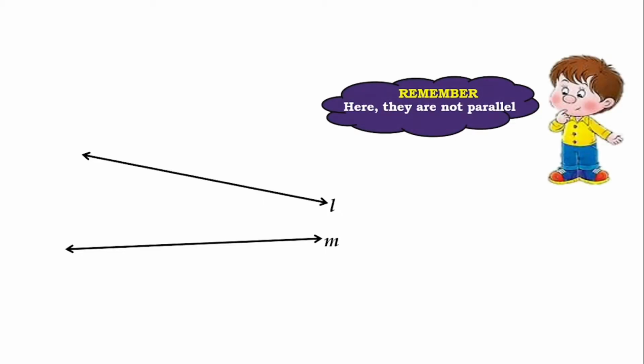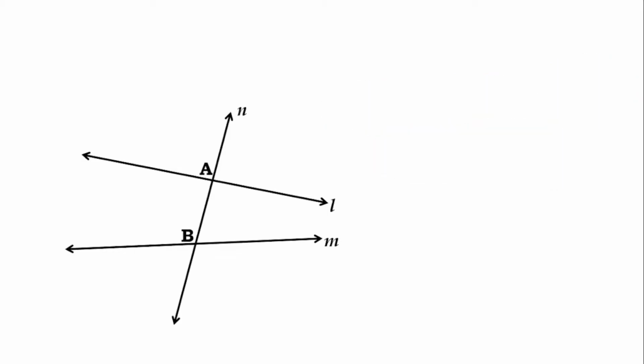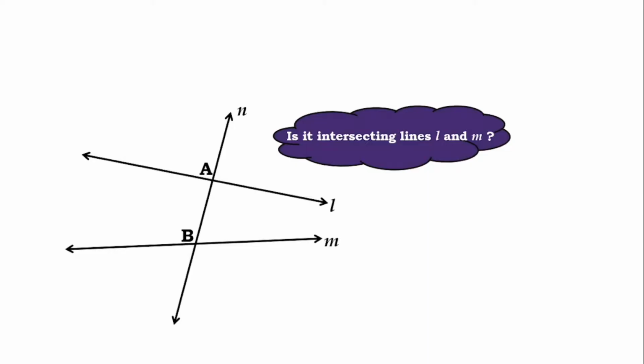Coming to the next topic, let us understand what is a transversal. Let us consider two lines, line L and M. Remember here they are not parallel. Let us consider another line N. Is it intersecting line L and M? Yes. At which two points? A and B. Are they distinct? Yes, because they are different points.